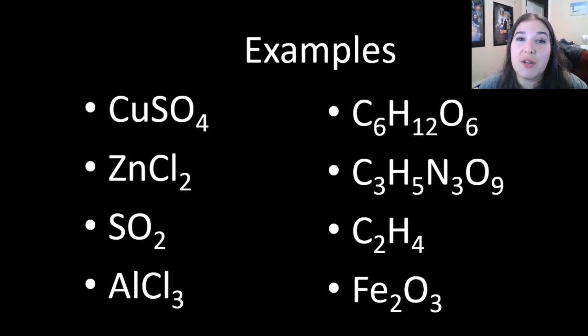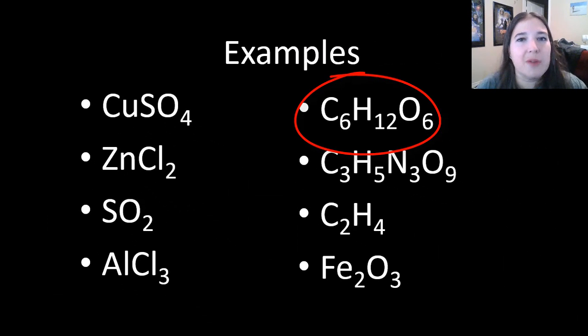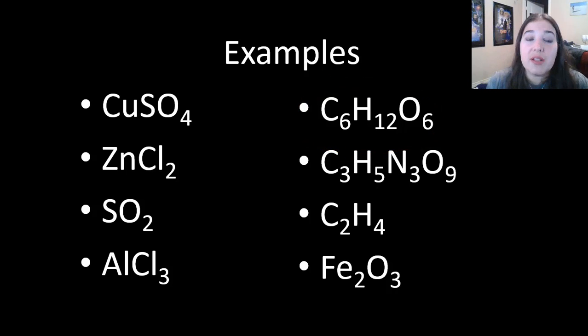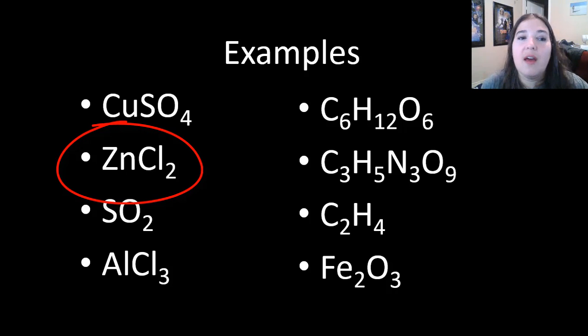If I look across here at glucose, remember I told you glucose is important, I have 6 atoms of carbon, 12 atoms of hydrogen, and 6 atoms of oxygen in every single molecule of a compound of glucose. You can take a minute and look at some of the other words. Zinc chloride. I have 1 zinc, 2 chlorines. That's the basics of chemical formulas.